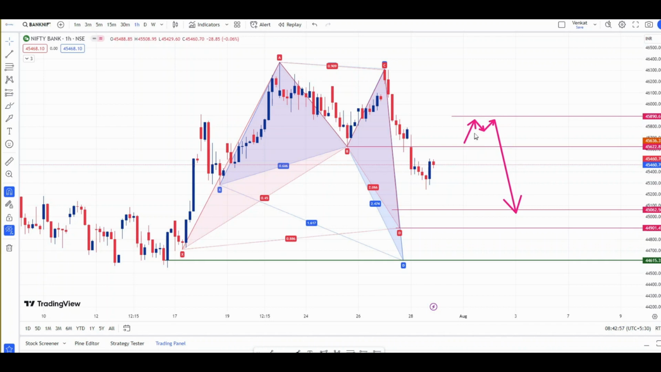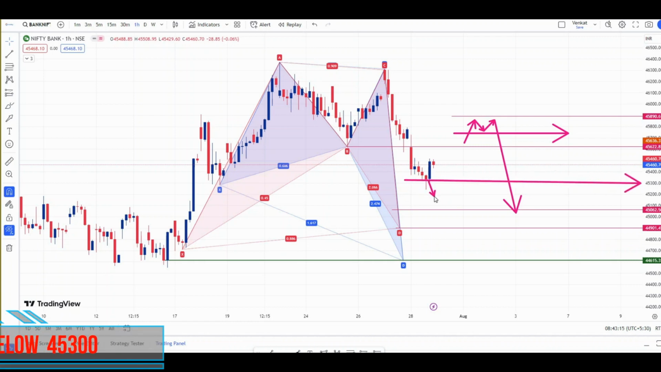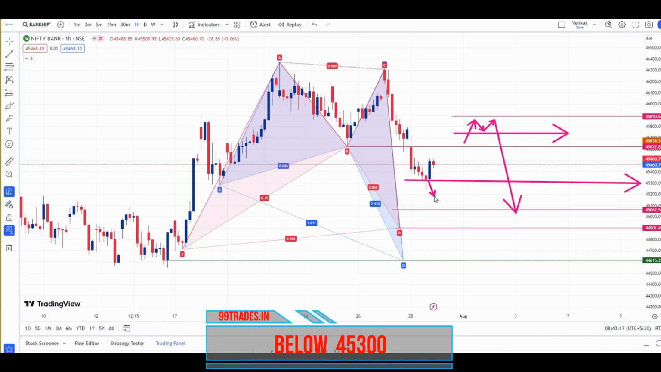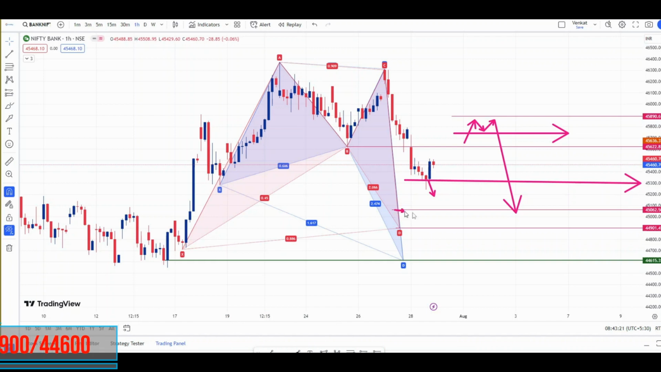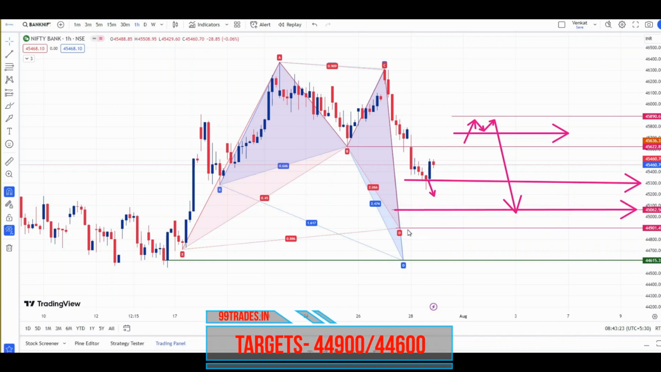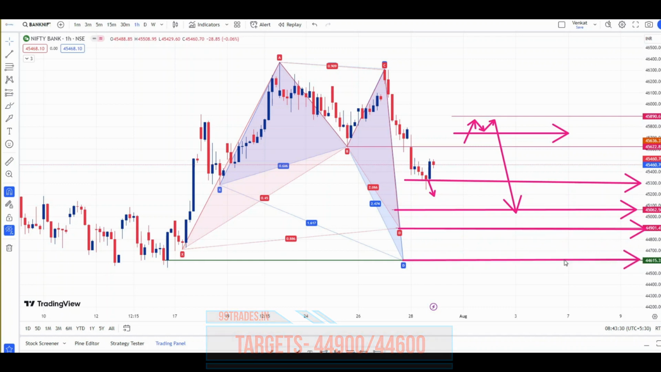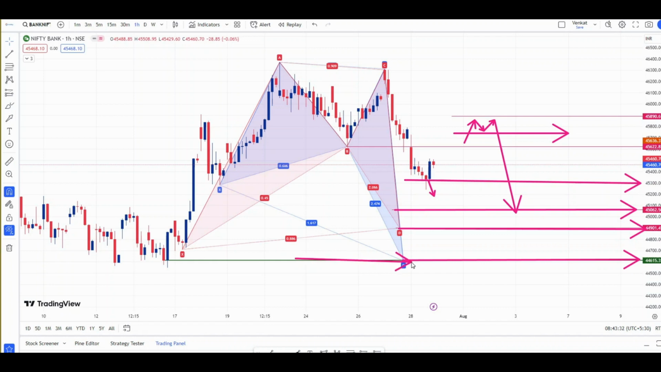if it forms an M pattern like this, from here we will short Bank Nifty. The first target on the downside will be this swing low, which is 45,300, and below 45,300 we can see a sharp fall. Our first target below will be 45,062, the second target will be 44,900, and the final target will be 44,600. This will act as major support for Bank Nifty in the coming weeks.